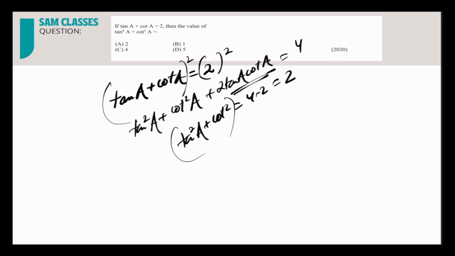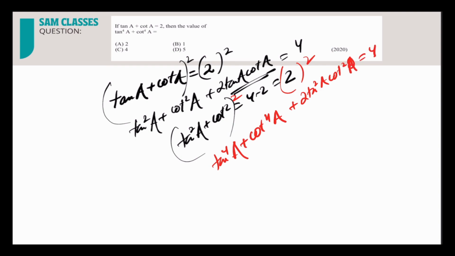Re-square it, correct. There's no harm in squaring it up. So the moment you square it again, what will you get? Tan 4A plus cot 4A plus again the same 2 tan square A cot square A, and that is equal to 4. So this again will be 1. So tan 4A plus cot 4A plus 2 is equal to 4. So send it that side, you get the answer 2. Correct. So the answer is 2.